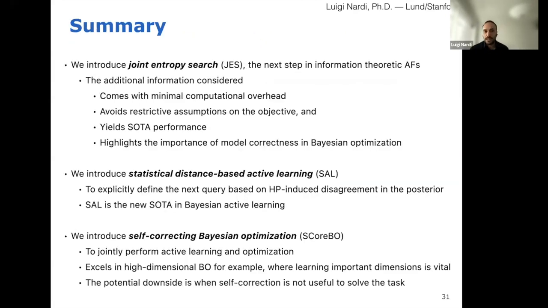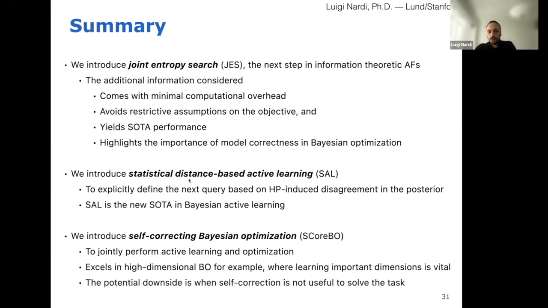As a summary, we talked about joint entropy search, which exploits this new density on both the optimum and the optimal value, and it's an interesting method because it comes with minimal computational overhead. It avoids restrictive assumptions on the objective, for example, and yields SOTA performance in terms of information theoretical methods. There is a readily available implementation in BoTorch that everybody can quickly use today. This work also highlights the importance of model correctness in Bayesian optimization, because these entropy-based methods are particularly sensitive to hyperparameters of the GP model.